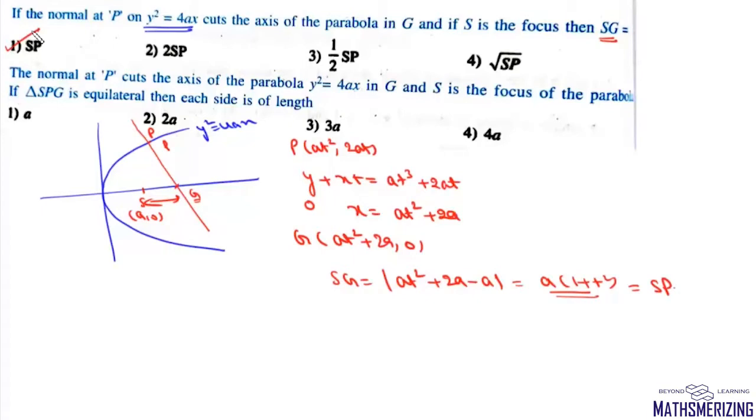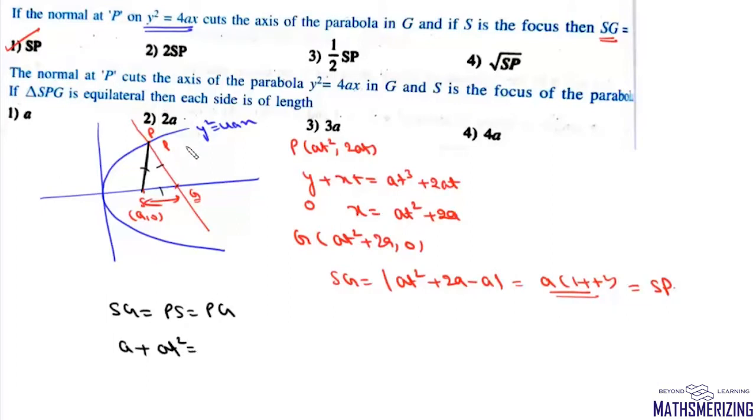Now the second question is, if the normal at P cuts the axis of the parabola in G and S is the focus of the parabola, and the triangle SPG is an equilateral triangle, then we need to find the length of each side. So this distance SG must be equal to PS and it must be equal to PG. Now SG and PS are equal, and we know that it is a plus at squared.